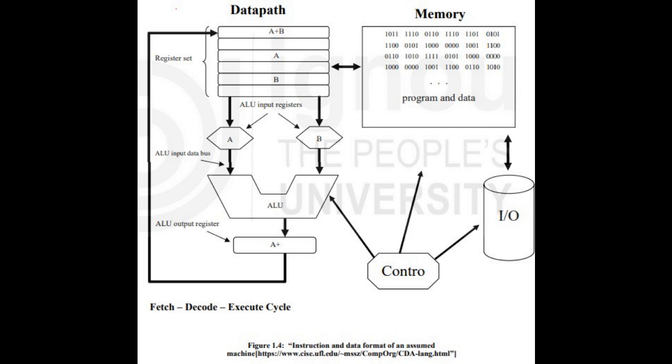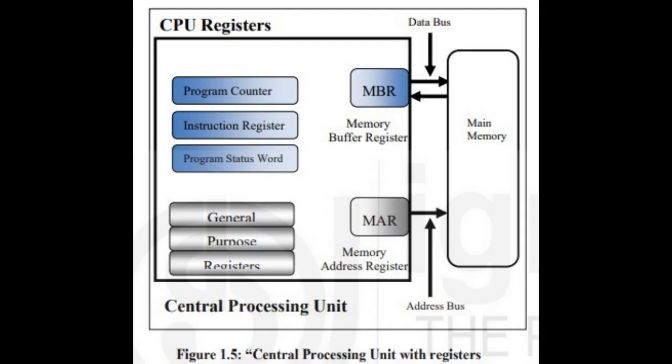Figure 1.4, instruction and data format of an assumed machine. Look at the screen. Please notice the role of ALU registers. They get values of locations x and y first to be added by the ALU, and the answer of this addition is stored in a register, which is sent back to the memory location z. In general, a machine consists of several registers as shown in Figure 1.5. The details on these registers will be discussed in Block 3 of this course. Figure 1.5, Central Processing Unit with Registers.